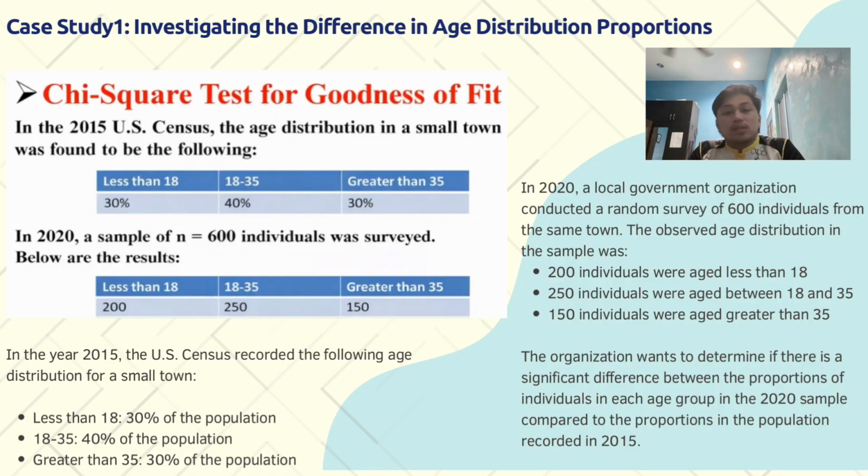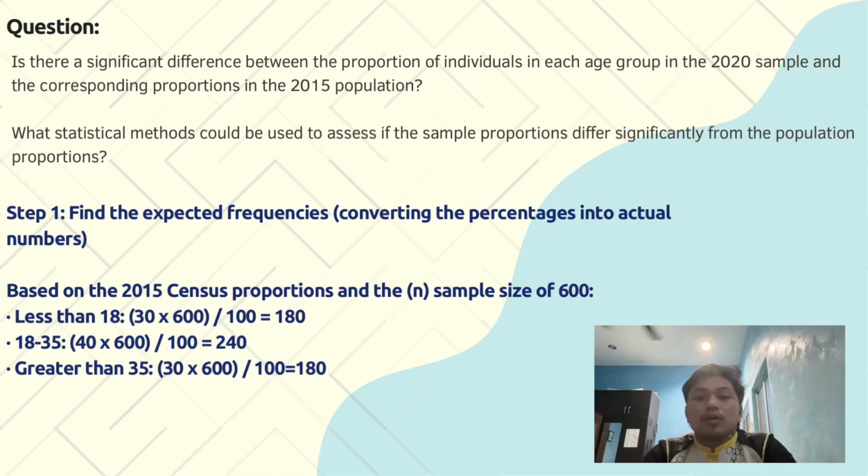In 2020, a survey of 600 people was conducted. The observed results were 200 individuals under 18, 250 individuals between 18 and 35, and 150 individuals greater than 35. Our main question is, is there a significant difference between the 2020 sample and the 2015 population?